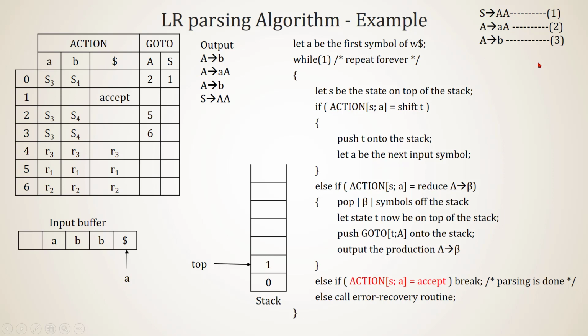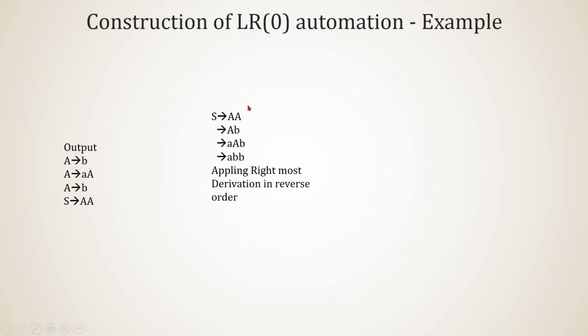If you remember one of the videos, we studied 4 steps: shift, reduce, accept and error. If you notice the algorithm, here I have shift, here I have reduce, here I have accept, and here I have the error recovery routine. So this is the working of the LR parsing algorithm. Here the type of parser used is the LR0 parser. This is the output we got after applying this algorithm.